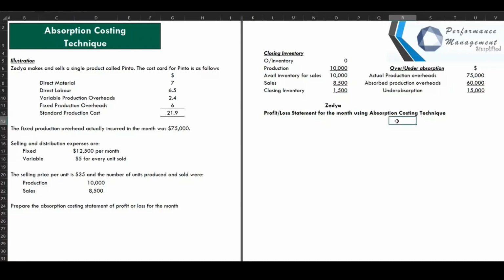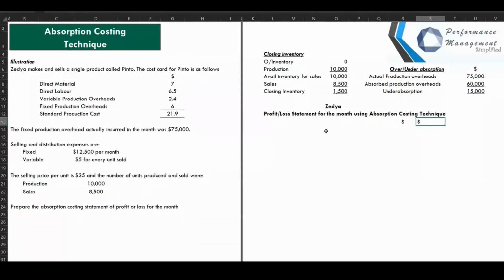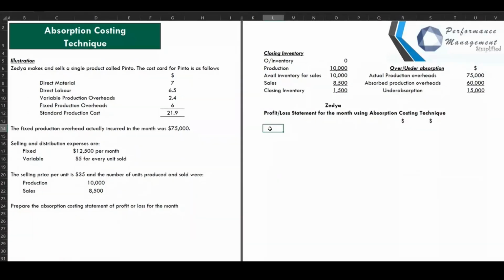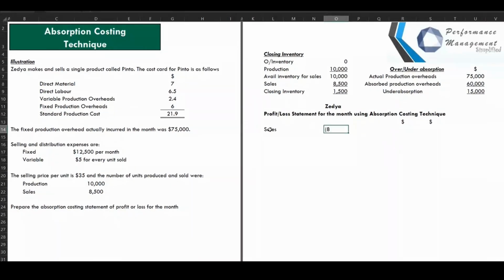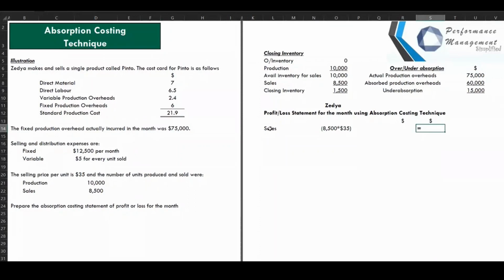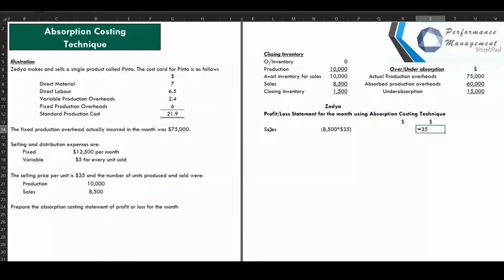Right, the first item we have on the statement will always be the sales. So how many units were sold? 8,500 units were sold. At what rate? That was sold at $35 each. The sales figure will be 35 by 8,500. So we have it as 297,500.